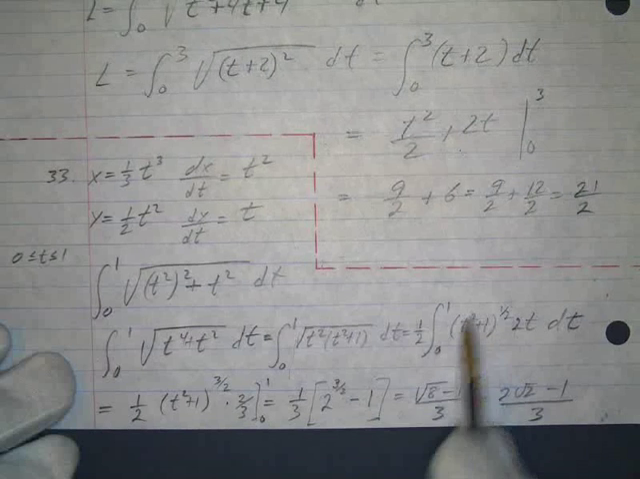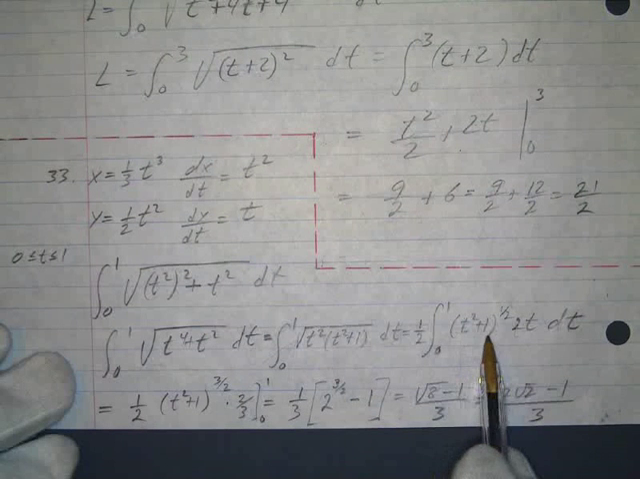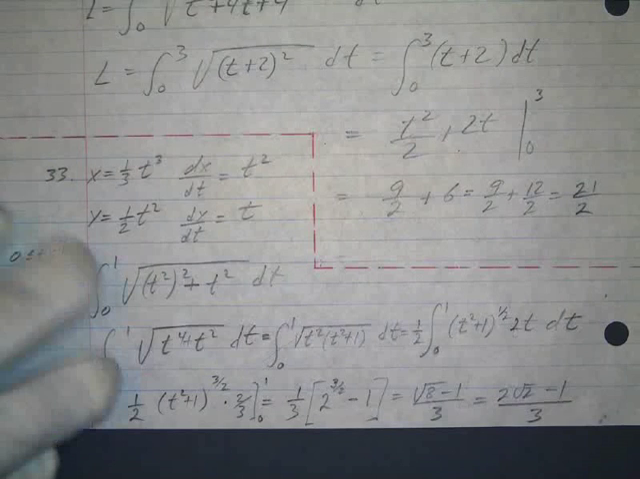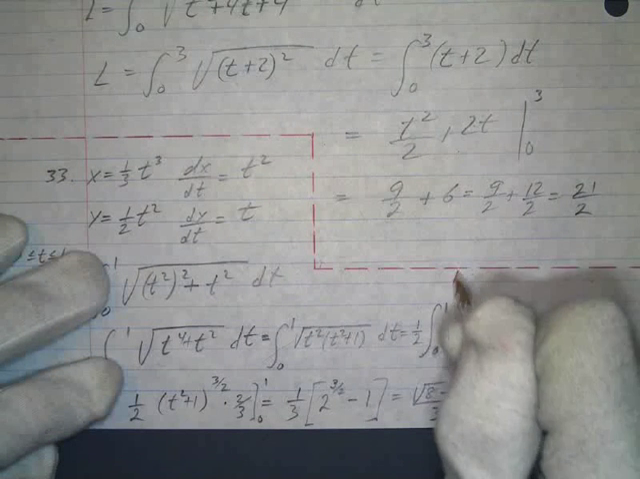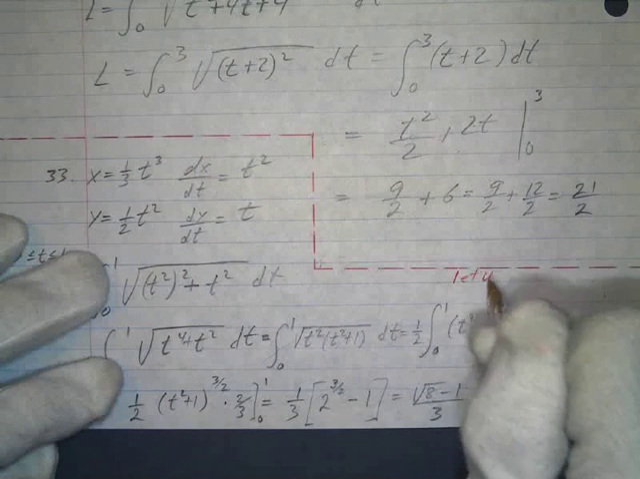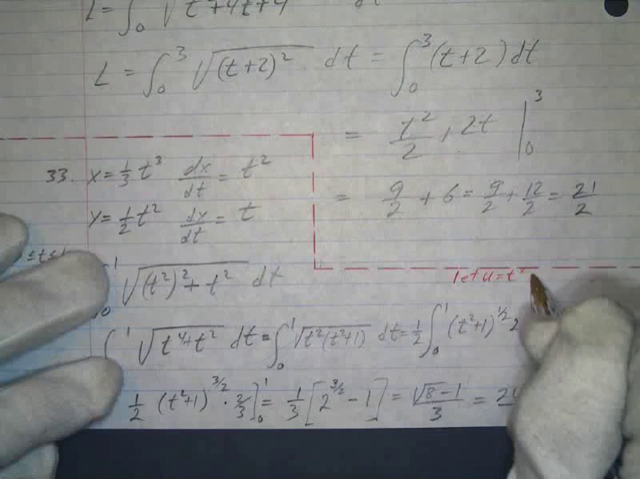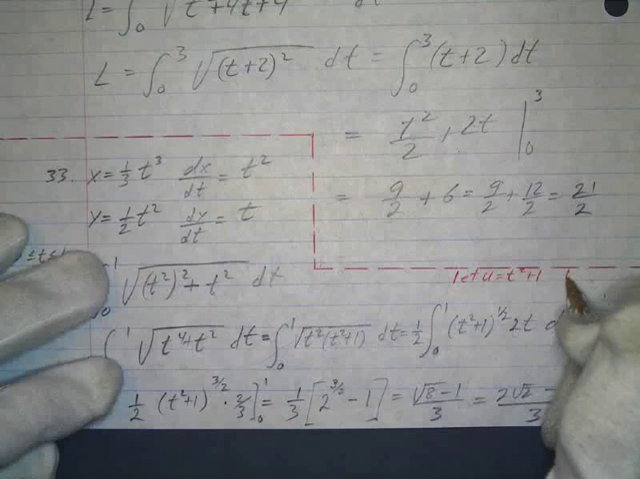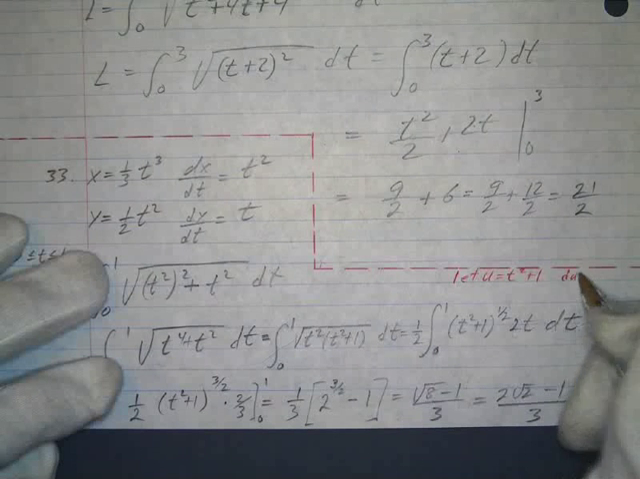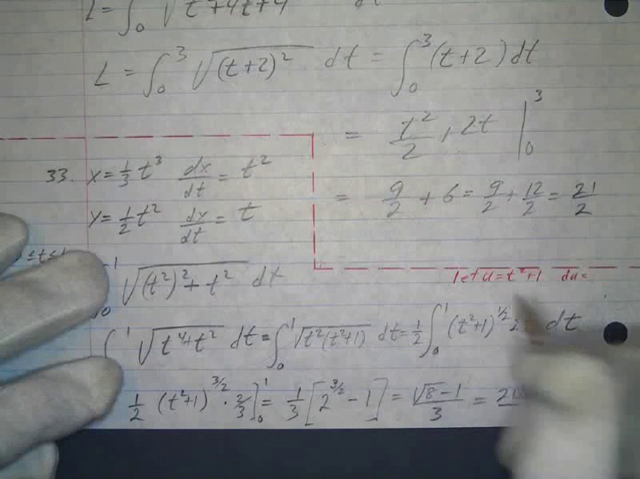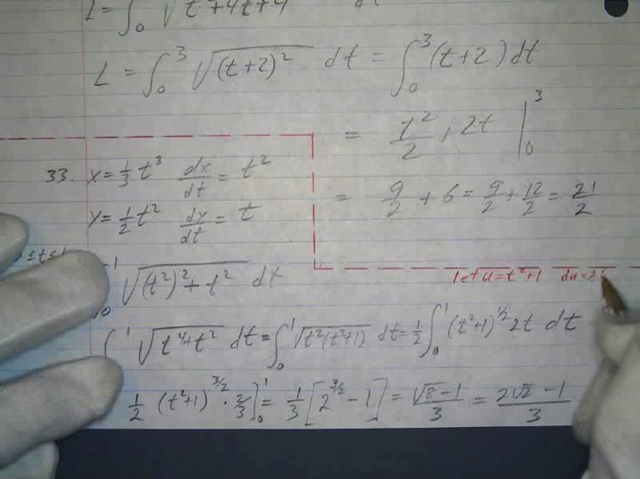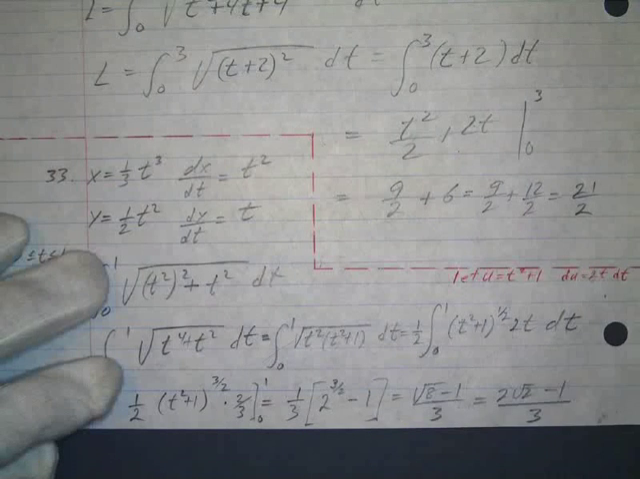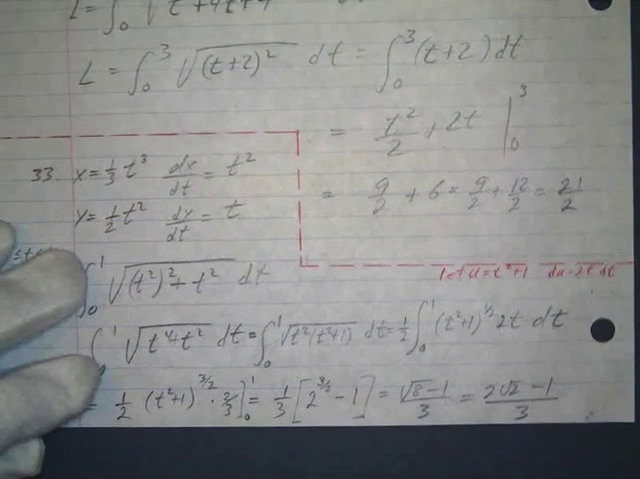I didn't want to do a whole u substitution. So I know that the derivative of t squared plus 1 is going to be 2t. So it's really kind of like a u substitution. You're going to let u equal t squared plus 1. Hope you can see that. So du would be the derivative of that, which should be 2t dt. So this is kind of like a u substitution.